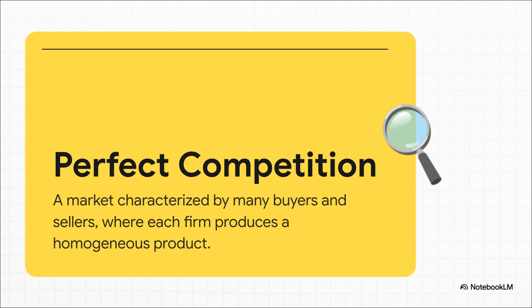Well, perfect competition is a market where you have a ton of small firms, and every single one of them is making an identical product. The classic example you always hear about is agriculture, right? One farmer's bushel of wheat is, for all intents and purposes, the exact same as another's.